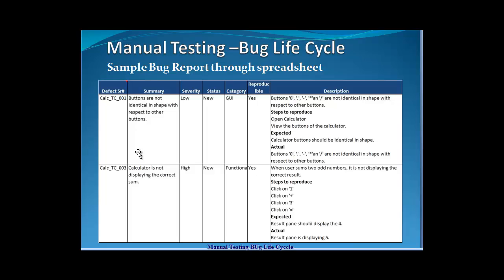So this is the complete way to report a defect. These are the things a test engineer must follow while reporting the defect so that a developer could understand and reproduce that defect in their environment and fix it. So this is the complete defect life cycle.